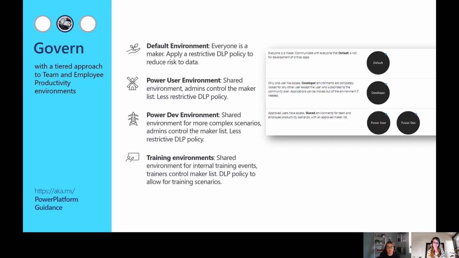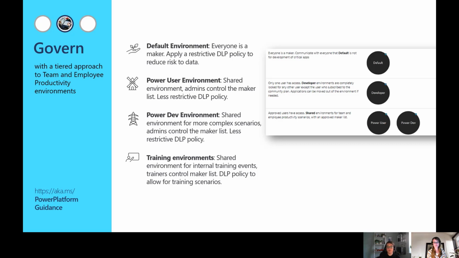To reduce the risk to data, the types of connectors used in the default environment should be governed by a less permissive data loss prevention policy that covers common individual and small team productivity use cases, like working with SharePoint data, sending emails, or having an approval workflow. This environment covers quite a lot of productivity use cases, but might not be enough to cover all of them in your tenant. So we do recommend setting up a power user environment where more advanced makers can develop their apps, like integrating with Microsoft Teams, with Azure Active Directory, or with Azure DevOps.